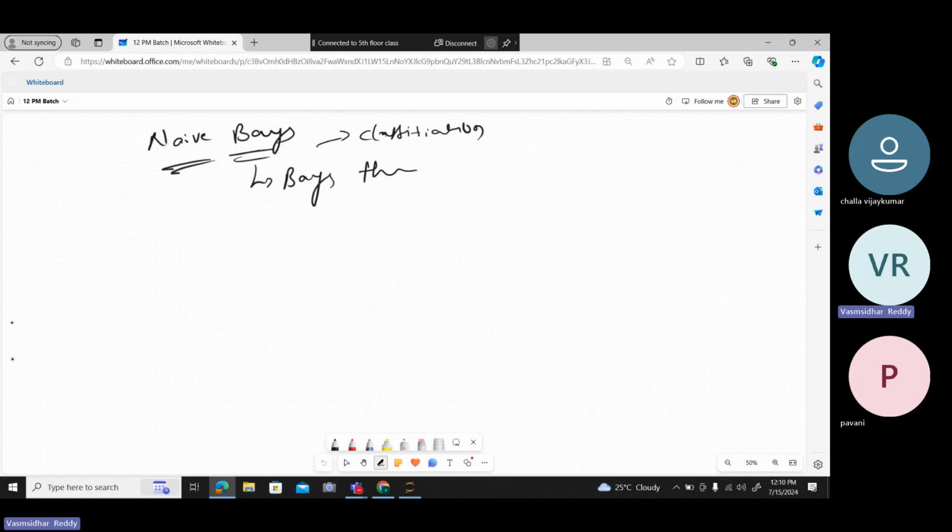So Naïve Bayes completely works on the Bayes theorem. Let me give an example. If you roll a die, what is the probability of getting an output? If you roll a die, we have the possibilities 1, 2, 3, 4, 5, 6. These are the possibilities of getting outputs, right?